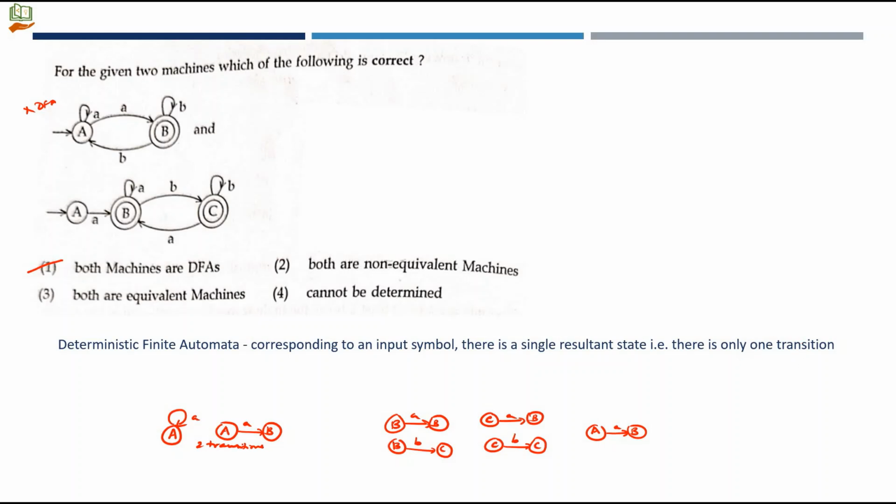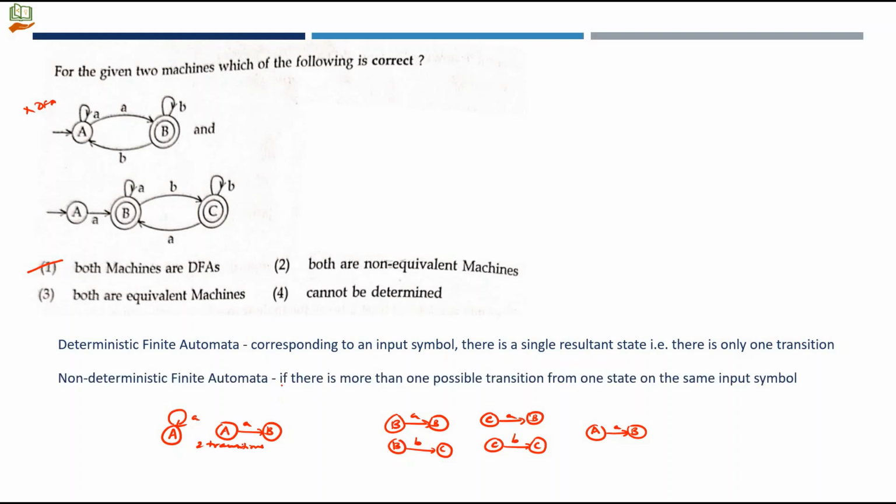Then what about the first machine? It is a non-deterministic finite automaton. If there is more than one possible transition from one state on the same input symbol, this is the case in the first machine. So this is actually an NFA. From one state A on the same input symbol small a, we are going for two transitions, one to the state A itself and another to the state B. In this case we can say the first machine is an NFA.